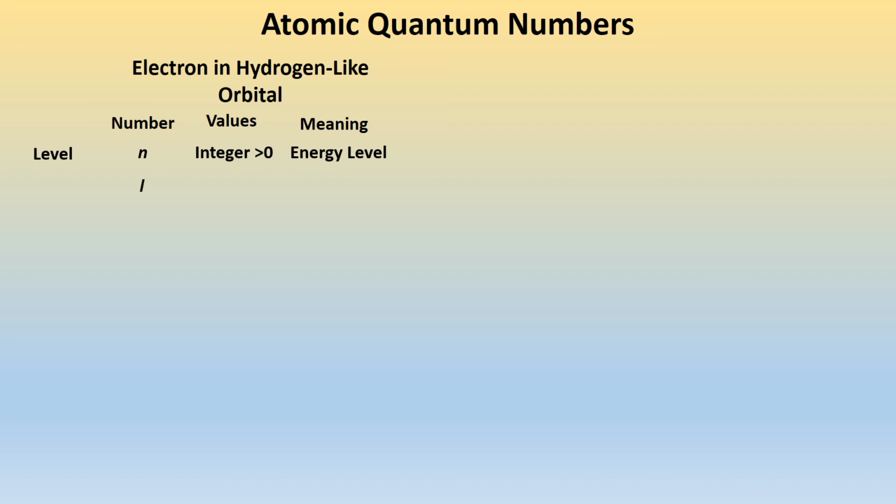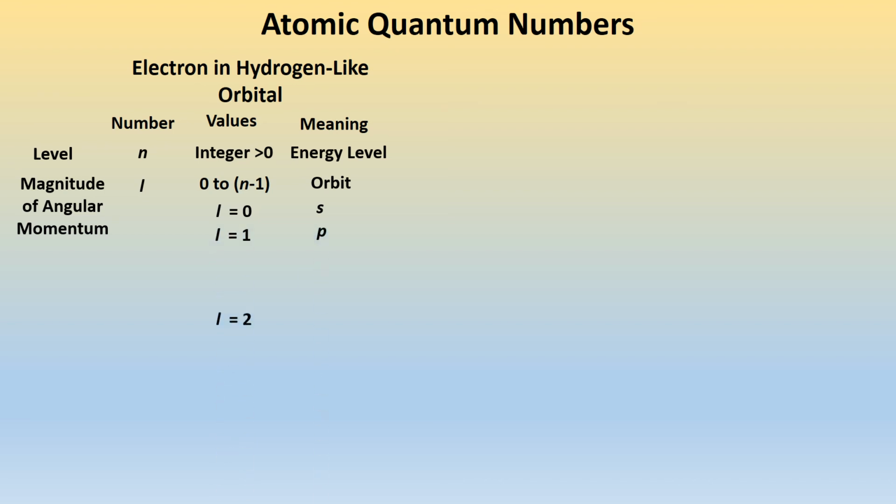The second number, L, is the magnitude of the angular momentum of the electron. This is related to the level that the electron is in, and it can have any value from 0 to n-1, and defines the orbit. For example, L equals 0 is an s orbit, L equals 1 is a p orbit, L equals 2 is a d orbit, L equals 3 is an f orbit.